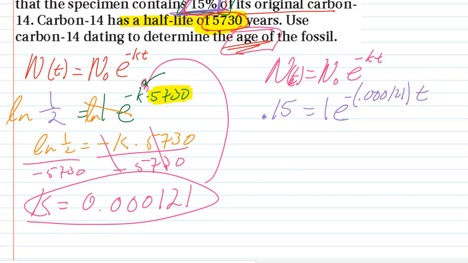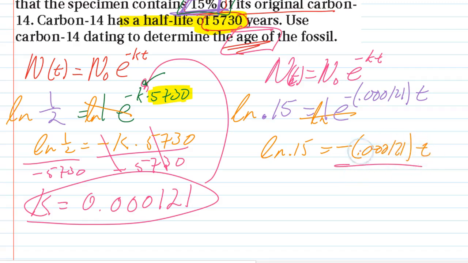In order to get rid of the e, I'm going to take the natural log. Natural log and e cancels out. That leaves me with natural log of 0.15 is equal to negative 0.000121 times t. Now I can divide both sides by the negative 0.000121. And then I plug it into the calculator.